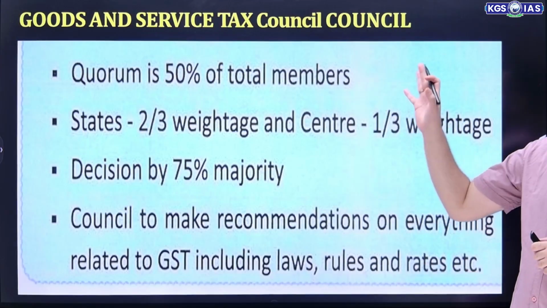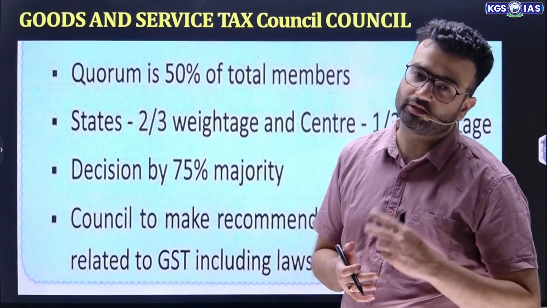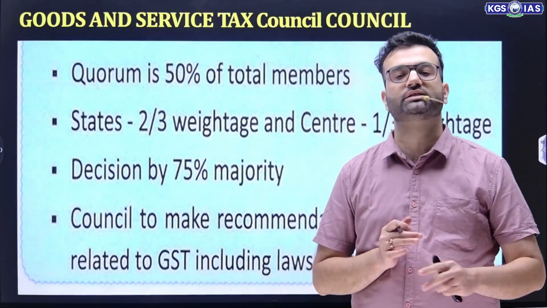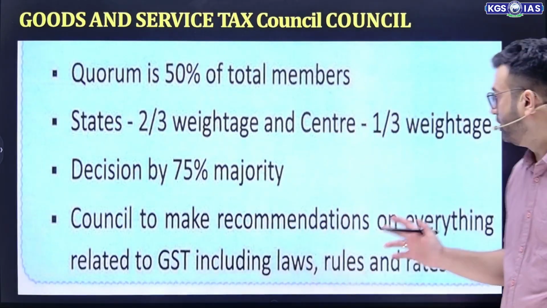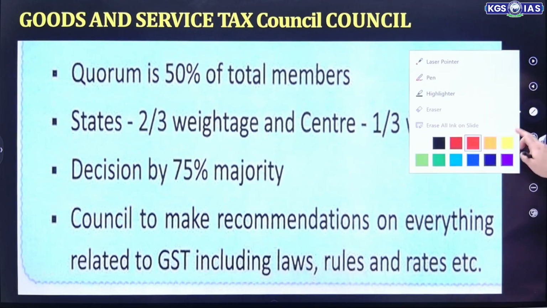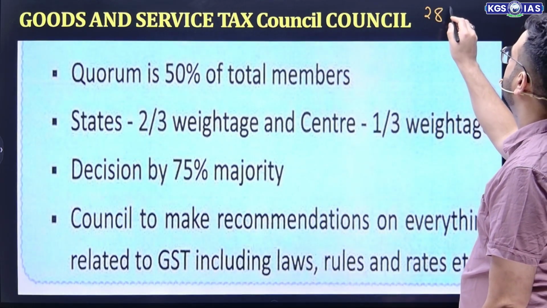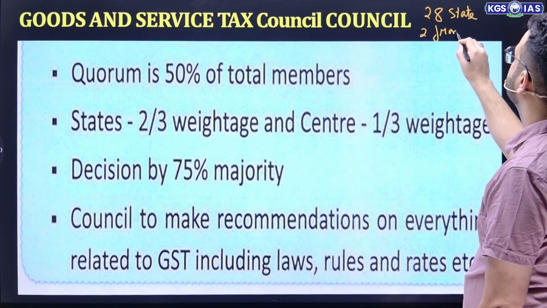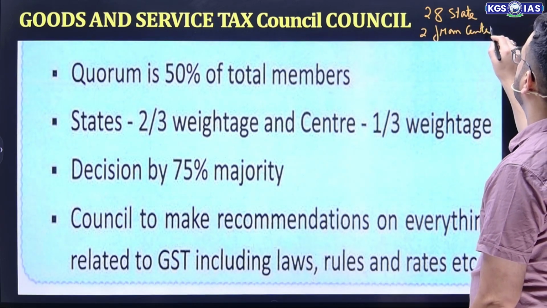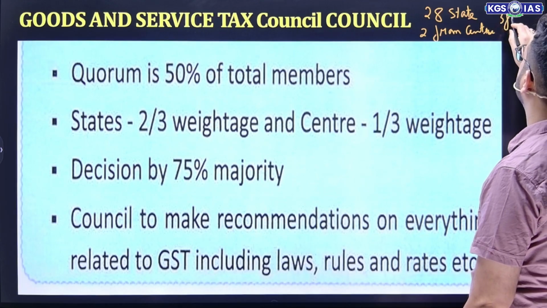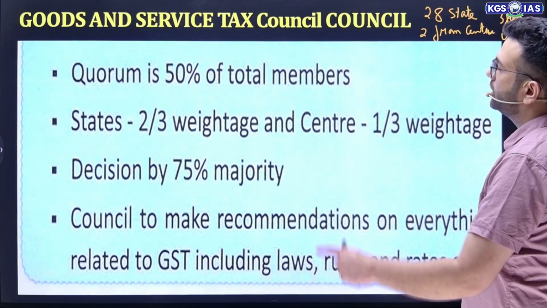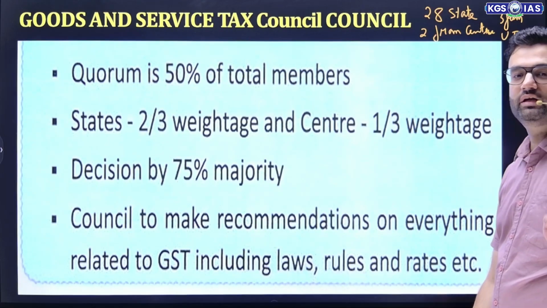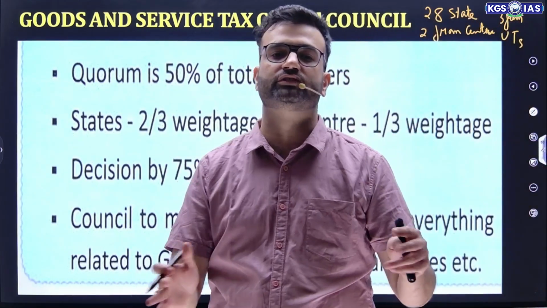Now friends, let's discuss more about the GST Council. As I told you, it is a constitutional body under Article 279A. The GST Council consists of 33 members. How are these 33 members made up? 28 from states, 2 from the center and 3 from UTs. Now the quorum is 50% of total members. 50% of total members means 17 members must be there to have a meeting of the GST Council.